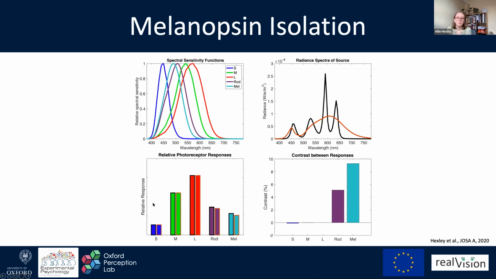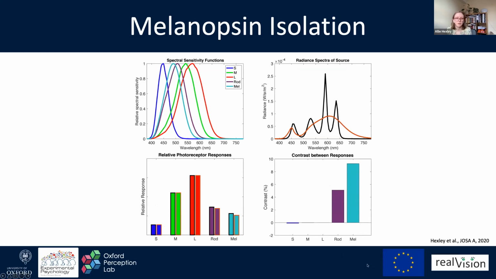And these metamers give equal activations in the 3 cone signals as each other. So we can see this here in the bar graph, but differing rod and melanopsin responses. So here I'm just showing the contrast, that is the percentage change in activation between the photoreceptor signals from the two spectra. And you can see in this example that the cone signals are matched between the two, while the rod and melanopsin signals are different.